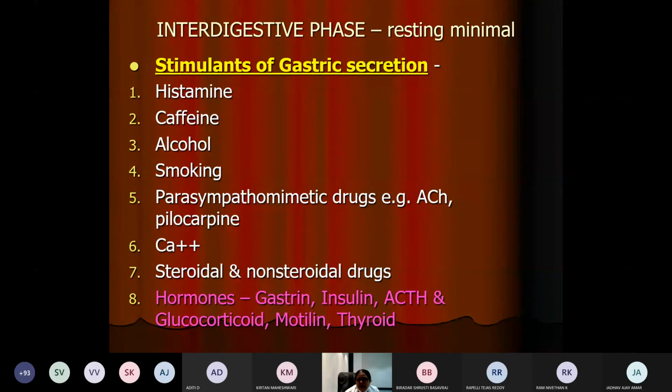Interdigestive phase or resting minimum. Stimulants of gastric secretion: histamine, caffeine, alcohol, smoking, parasympathomimetic drugs, for example acetylcholine, pilocarpine, then calcium, steroidal and non-steroidal drugs, hormones: gastrin, insulin, ACTH and glucocorticoid, motilin, thyroid.